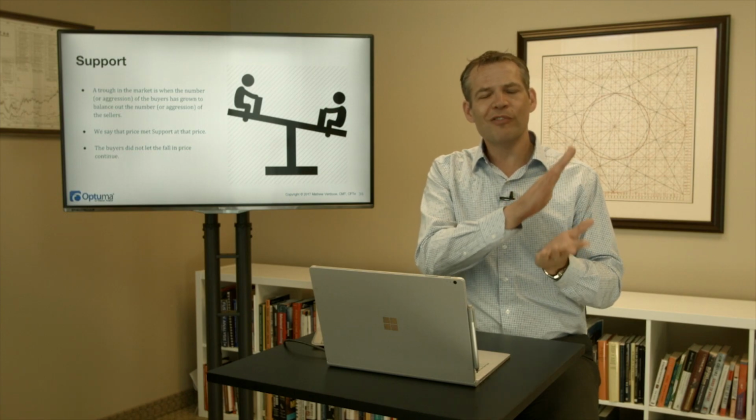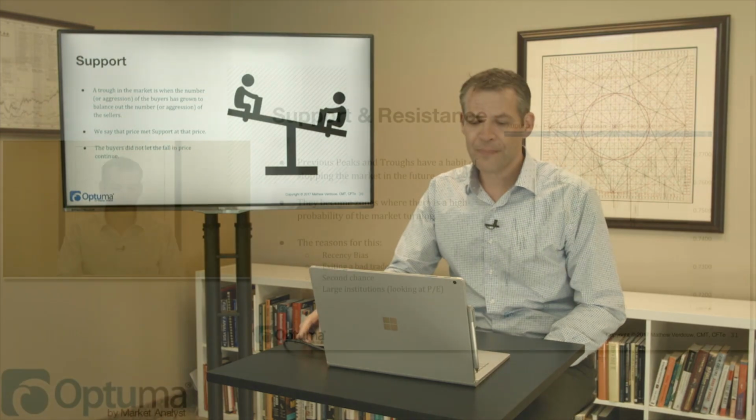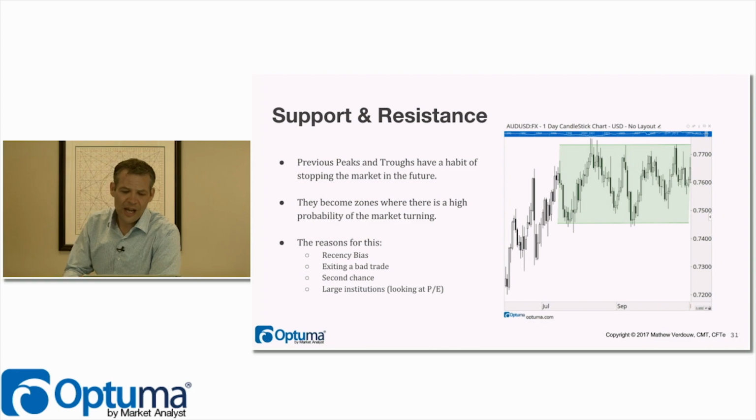So support and resistance isn't just fixed prices. It can be on angles as well. So here again, a good chart with a range here. Previous peaks and troughs have a habit of stopping the market in the future. They become zones where there's a high probability, and I think that's the important thing. When you see price or previous peaks and troughs continually forming around the same levels, it's a high probability that when the market approaches that in the future, you're going to have that same issue there, or those same turning points happening there.